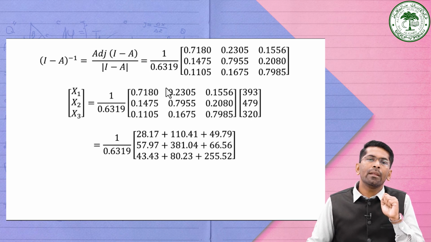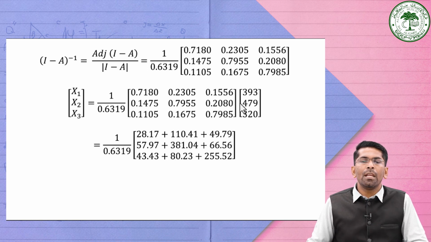So here, multiplying the first row with the concerned column vector. If you go for multiplying 0.7180 into 393, it will become 28.17, plus 0.2305 into 479, which will become 110.41, then the third element, that is 0.1556 multiplied with 320, it will become plus 49.79. Then the second row we are going to multiply again with the column vector here.